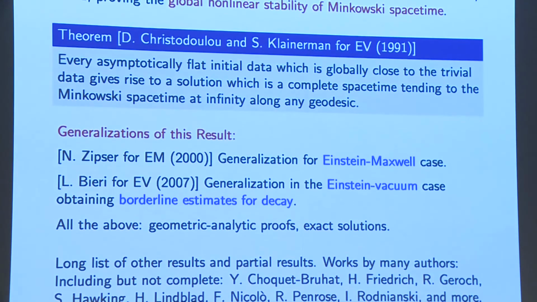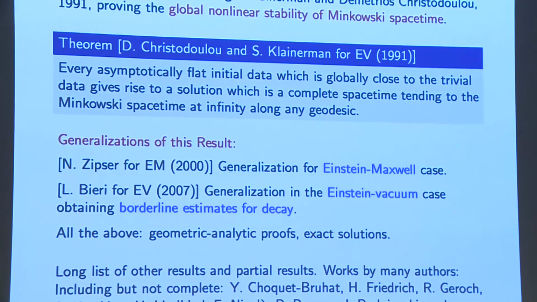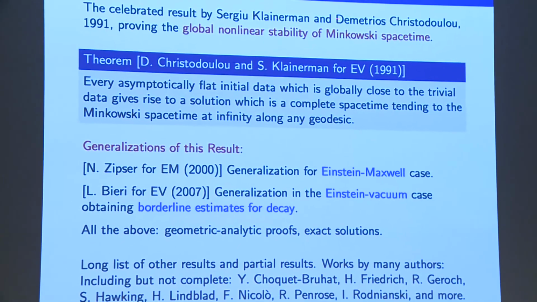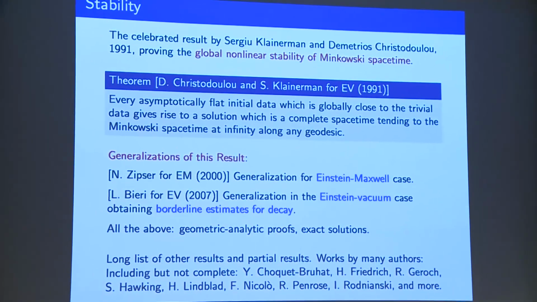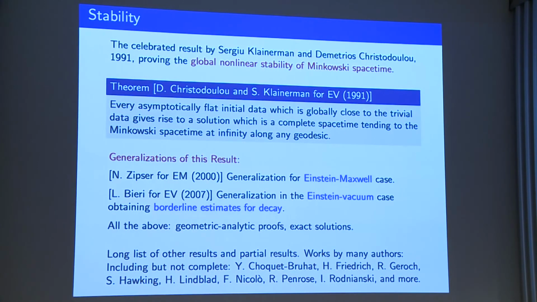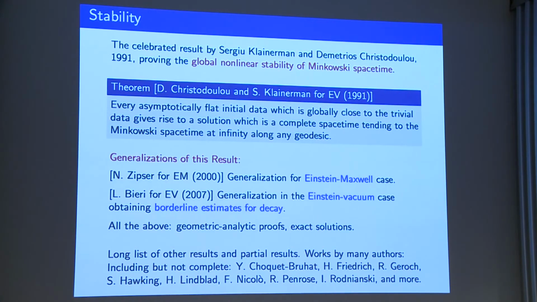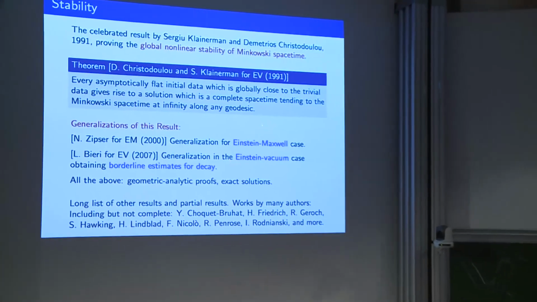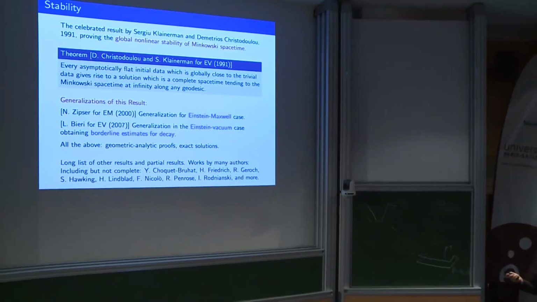Now, let me also mention just briefly the stability result by Christodoulou and Klainerman. So this was a big breakthrough, of course. The question is, can you perturb Minkowski space just a little bit to get a global solution which is geodesically complete for all time? Well, this is one very simple version of the theorem.